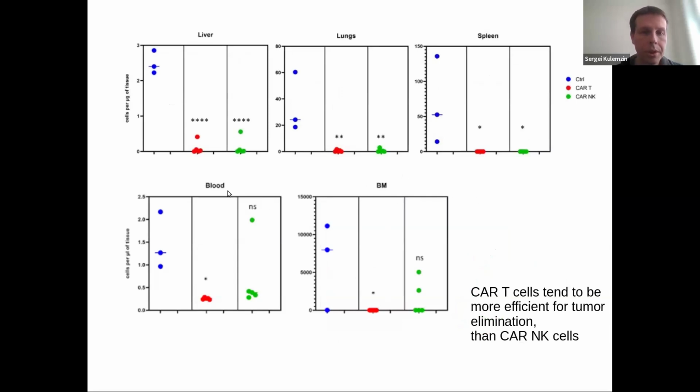Persistence of tumor cells in case of CAR T therapy and CAR NK therapy in different tissues was a bit different. There was not a significant difference between persistence of tumors in CAR T and CAR NK treated animals, but still we see some tendency in selected animals. So that's all about CAR NK and CAR T cell comparison.